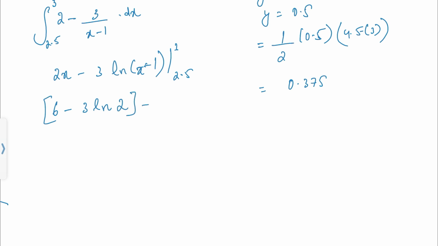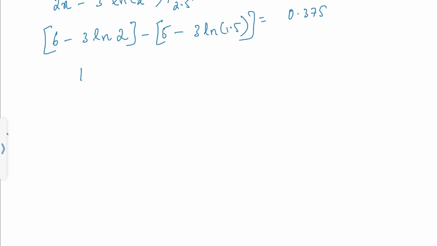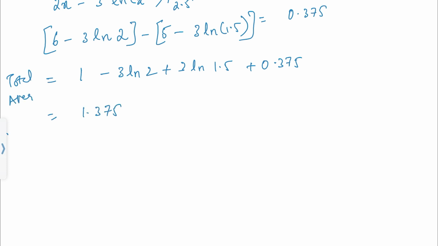This is our upper limit. Our lower limit would be 2 times 2.5, that would be 5, minus 3 ln 1.5. So you'll be getting this as 1 minus 3 ln 2 plus 3 ln 1.5, plus 0.375 as our total area. This would be 1.375, and this would be ln 2 power 3 and ln 1.5 power 3.